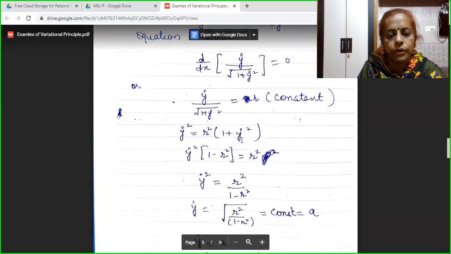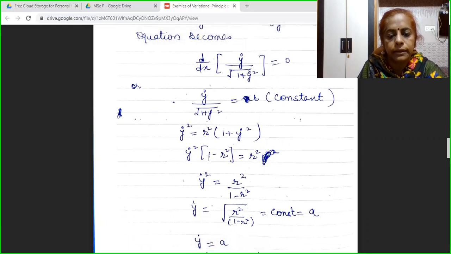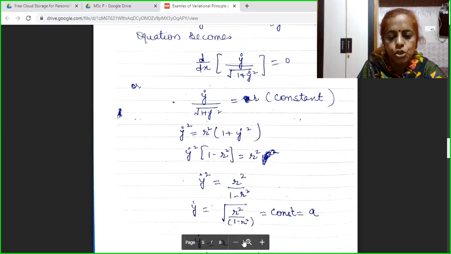Collecting the terms of y naught square, I get this term. Now since y naught square is equal to r square upon 1 minus r square, taking the under root, y naught will be equal to the under root of this term. What is this term? r is a constant, and 1 is also a constant. So students, this side will be equal to a constant term. I am assuming this constant to be equal to a. So y naught equal to a.